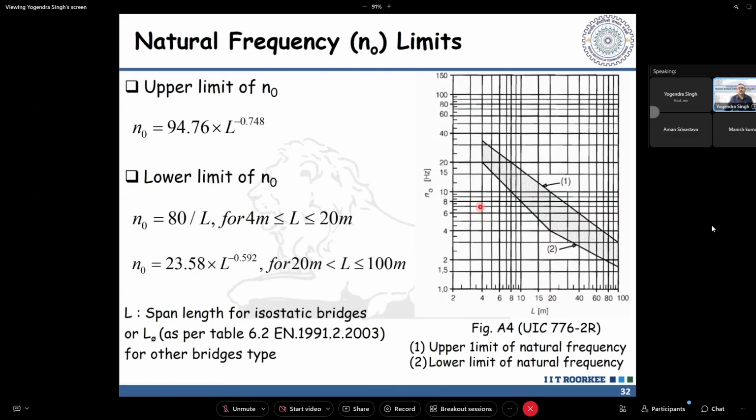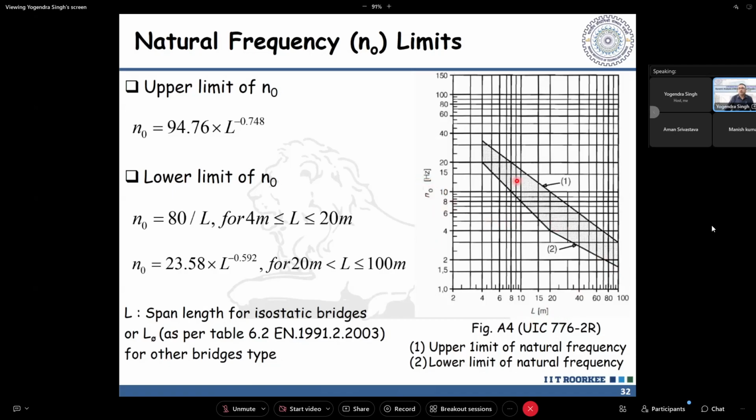Then some charts are available to calculate the natural frequency limits. So when we are designing a bridge, we should ensure that the natural frequency should not fall below this value. If the natural frequency of the bridge is between these two lines here, where here it is the span and here it is the natural frequency.